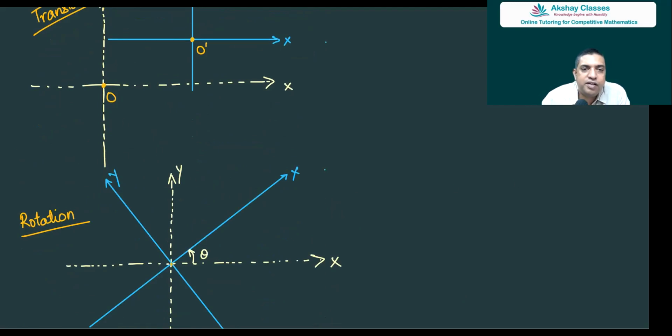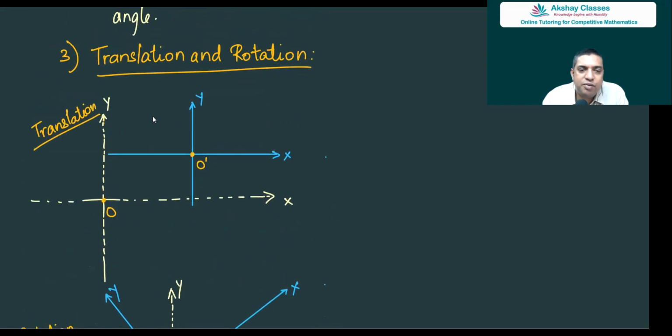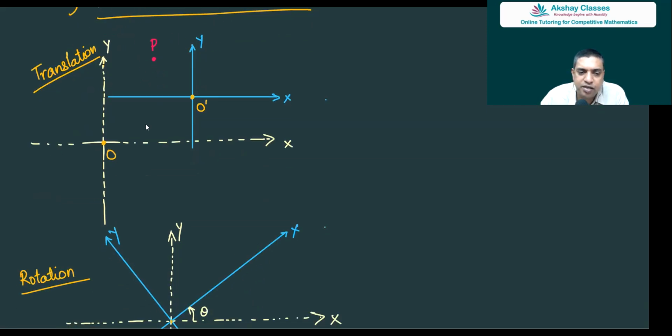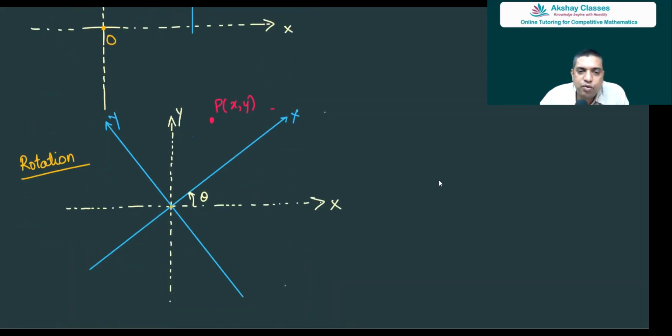Now, our point is, suppose there is a point P. With respect to the old axis, what are the coordinates of point P? And with respect to the new axis, what are the coordinates of point P? Similarly here, suppose this is the point P. With respect to the old reference axis, what will be the coordinates of this point? With respect to the new one, what will be the coordinates? So this is what we need to study. In the next class, we'll begin with this.